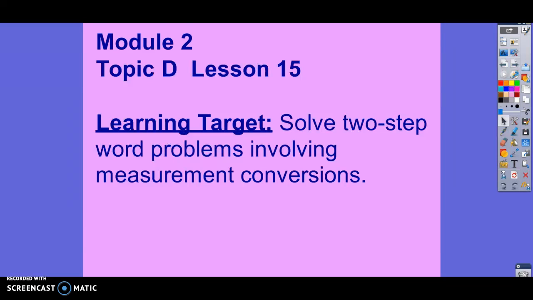Today we're going to continue with Module 2, Topic D, Lesson 15. Your learning target is to solve two-step word problems involving measurement conversions. So take a moment, pause your video, and write your learning target in your math journal.